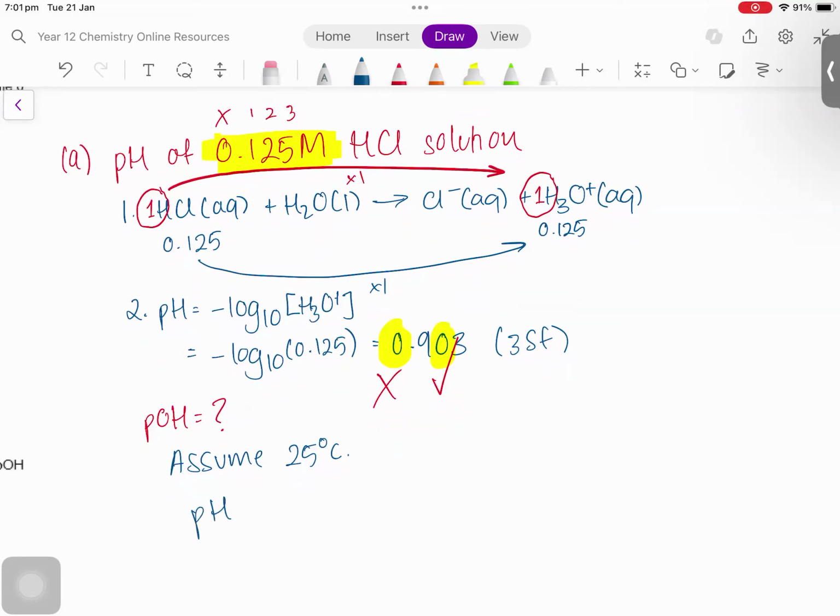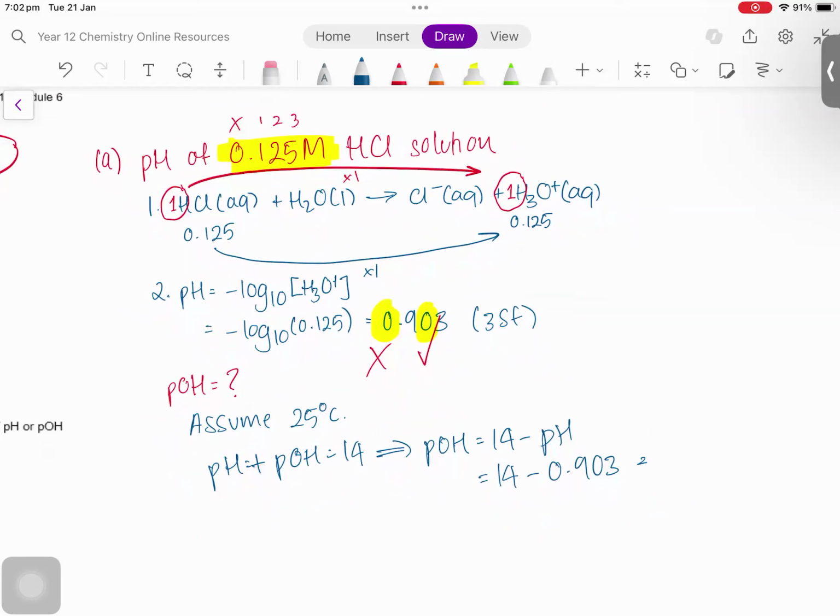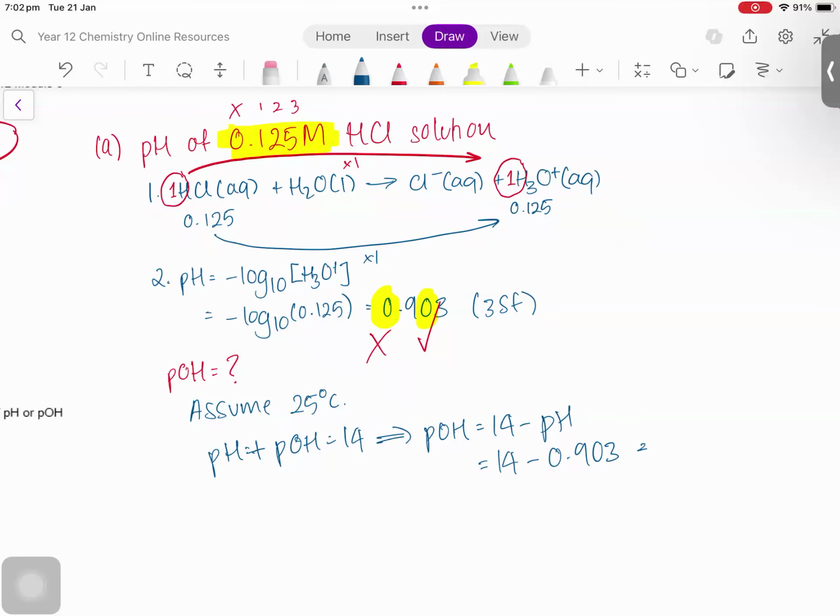pH plus pOH equals 14. Good. pH plus pOH is equal to 14. So then if they ask me for pOH, that's just going to be 14 minus pH. You just keep on going. That's 14 minus the 0.903 that you guys had earlier. So what do you get for pOH when you sub this into the calculator? 13.1, I think. That sounds about right. 13.1 to 3 sig figs.